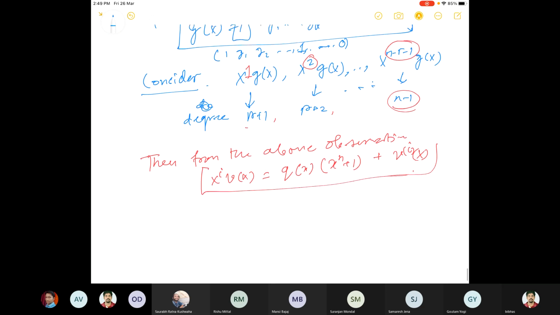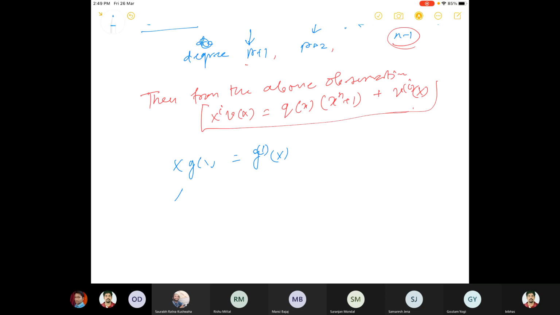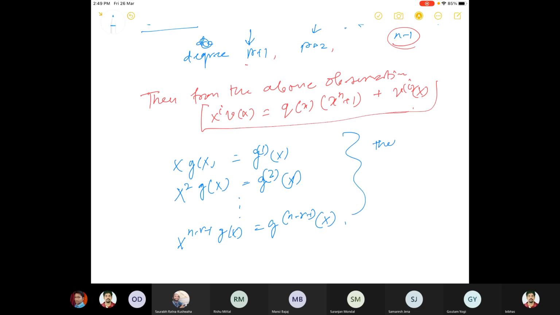So from this observation, what you can write corresponding to the minimum polynomial g(x) is: x times g(x) should be equal to g1(x), x squared g(x) should be equal to g2(x), and so on, up to x to the power n minus r minus 1 times g(x) is equal to g of n minus r minus 1 of x. So these, x times g(x), x squared g(x), up to x to the power n minus r minus 1 times g(x), are the cyclic shifts of the code polynomial g(x). Can anybody tell me why is this the case?